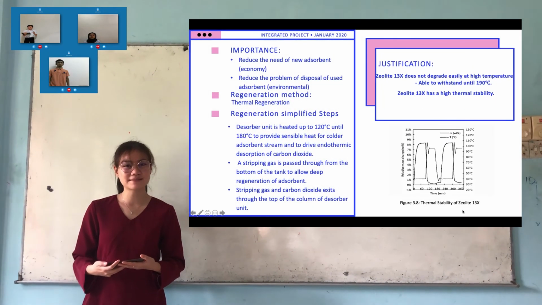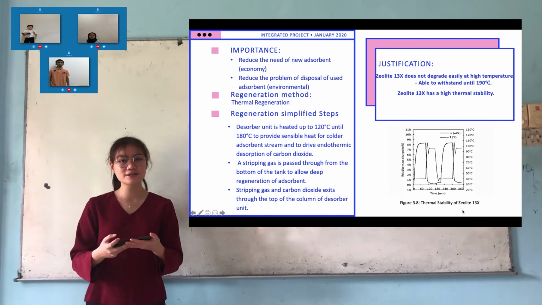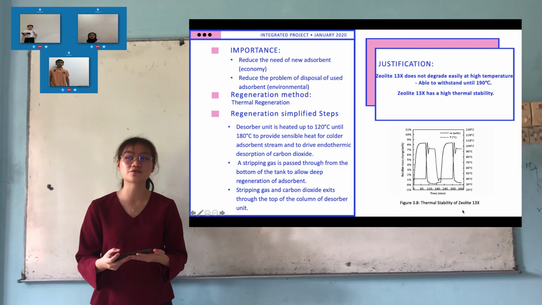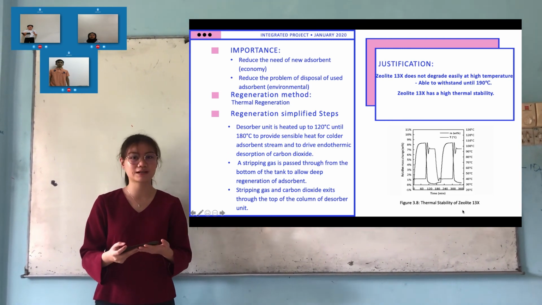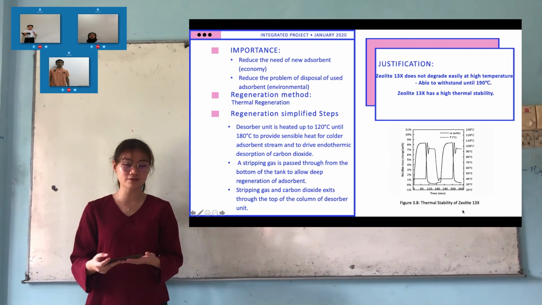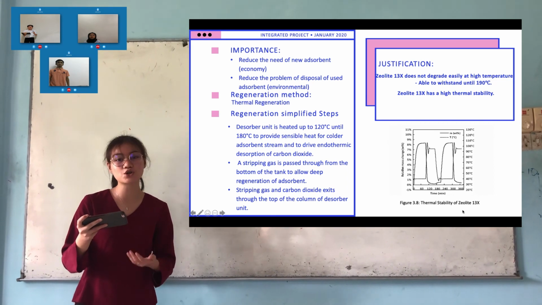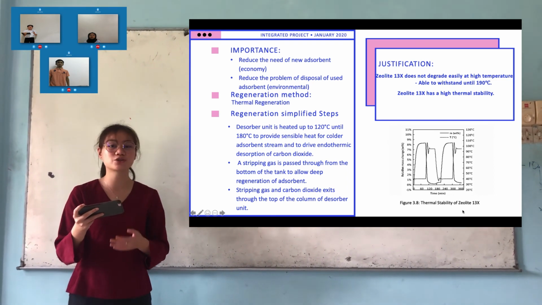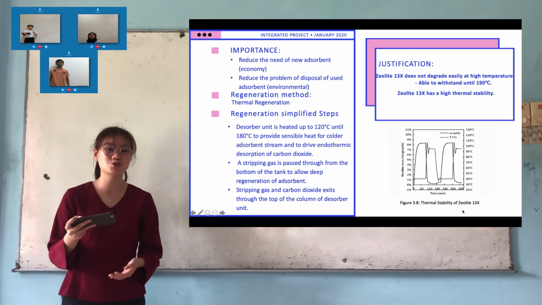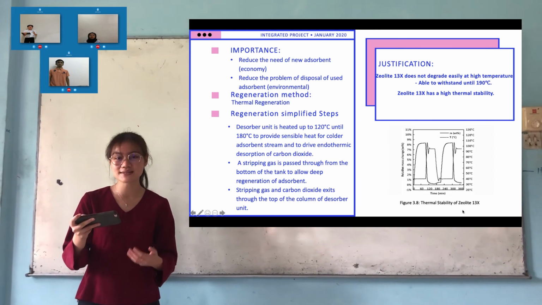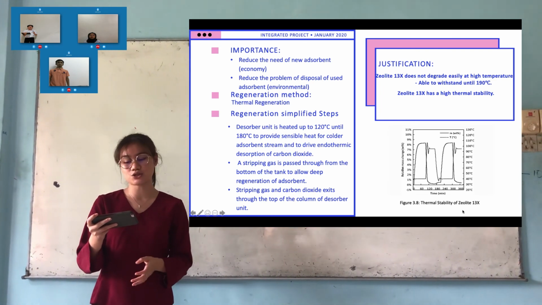Lastly, I will now discuss the regeneration method. Why is this important? A regeneration method is important to reduce the need for new adsorbent, and also to reduce the problem of disposal of used adsorbent. Our group has decided to go for thermal regeneration, and it can be simplified into a few steps. First, the desorber unit will be heated up from 120 to 180 degrees Celsius, and after that, a stripping gas will be passed through from the bottom of the tank, and it will exit the tank at the top with the CO2 desorbed from the adsorbent.